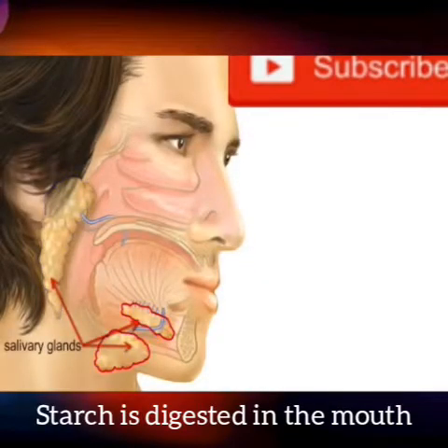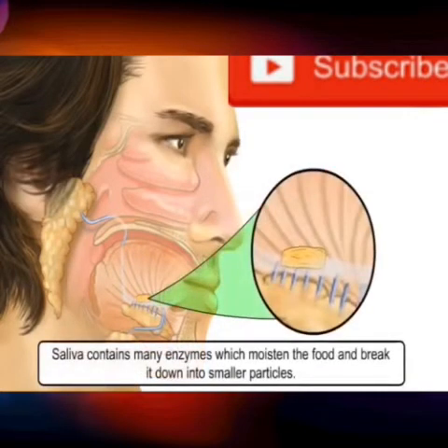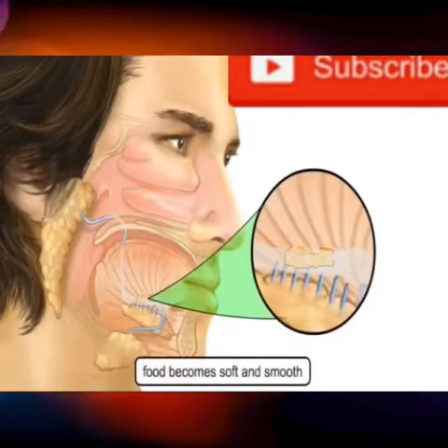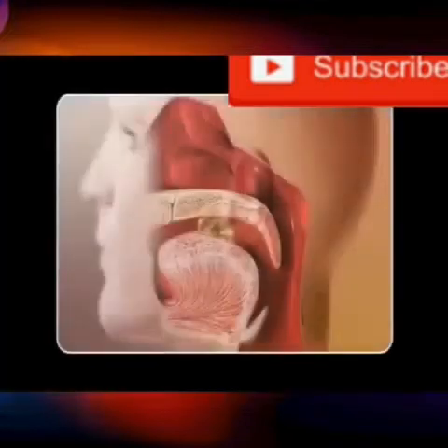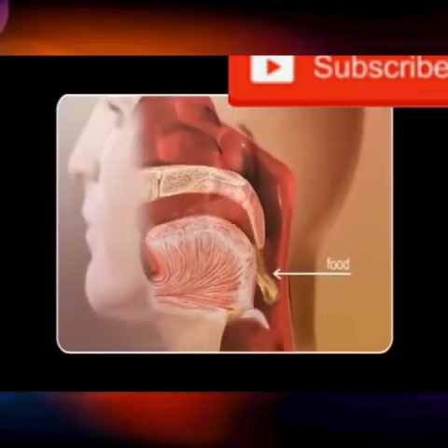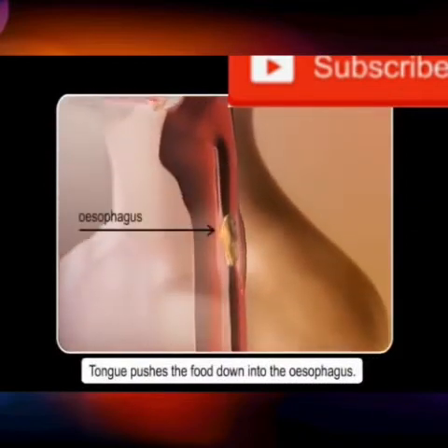Now we have what we call salivary glands found in the mouth and the cheeks, and they help to produce saliva, which moistens the food and breaks it down into smaller particles. This saliva also softens the food, so the food particles, or rather the boluses, become soft and smooth so that they can easily be swallowed. The tongue pushes the food into the esophagus, and this process is called swallowing.